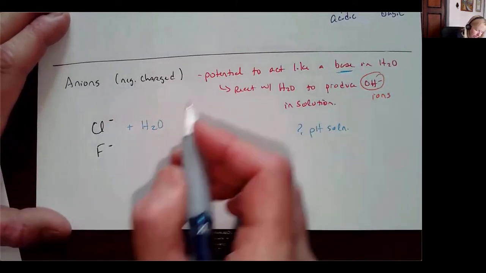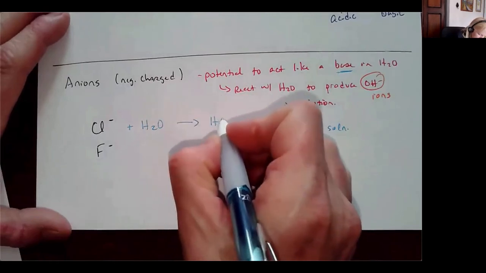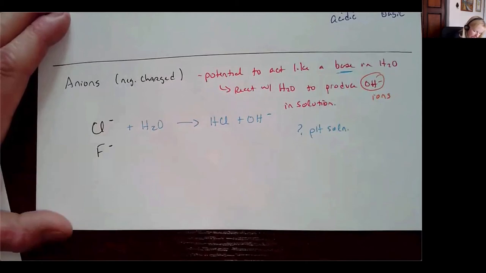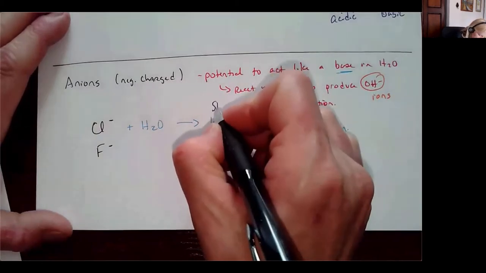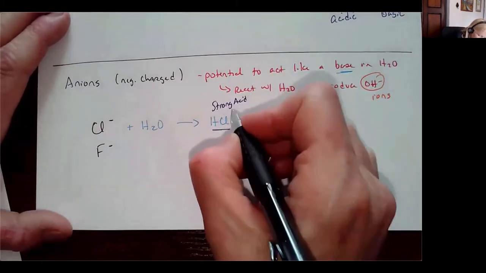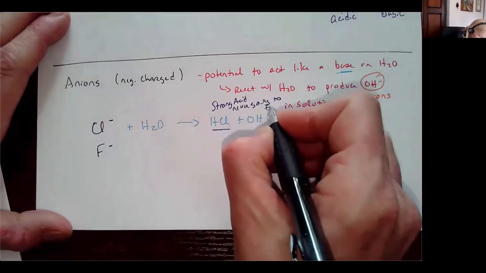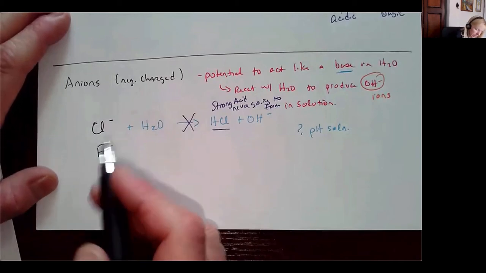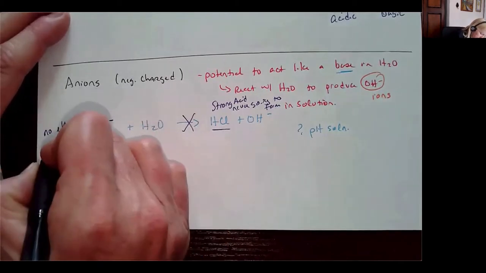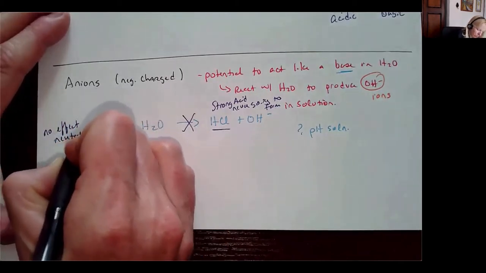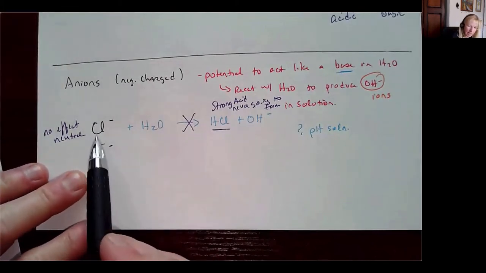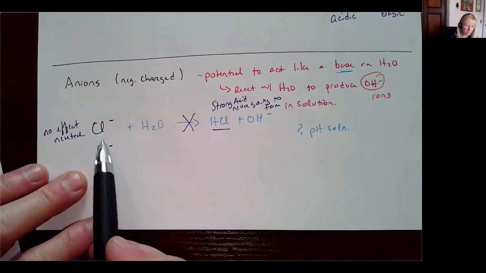If chlorine were to react with water, I would form HCl and OH minus. But what do we know about HCl? This is a strong acid, so it's never going to form. It's always going to dissociate. So this isn't going to happen. So chlorine is going to have no effect, so my pH will still remain neutral. It'll be whatever it was before I added the chlorine in. So if I have the anion of a strong acid, it's not going to have any effect.